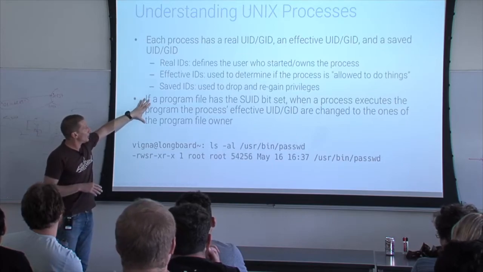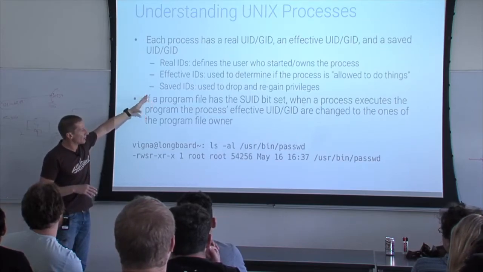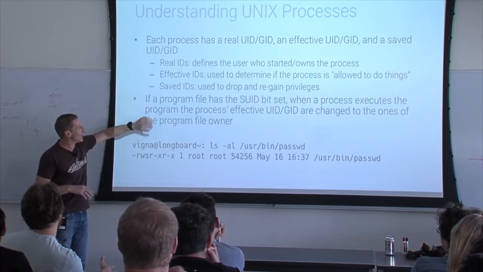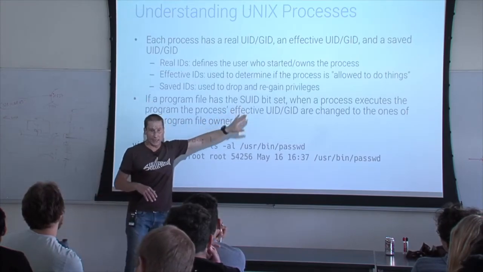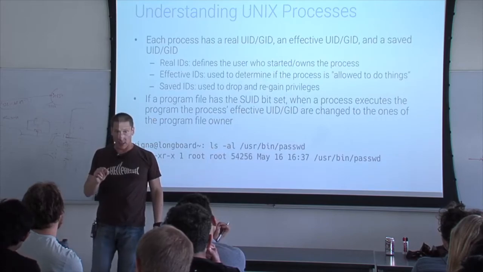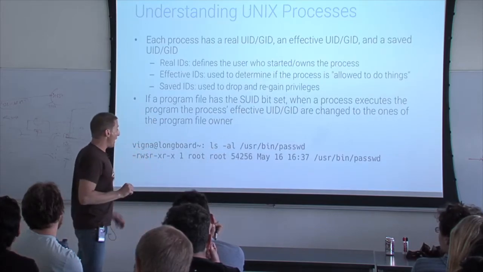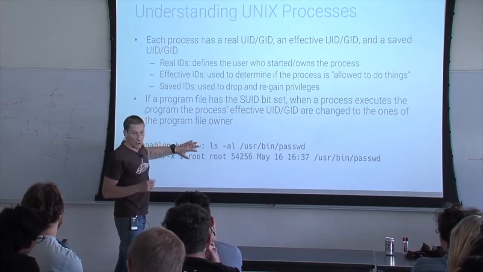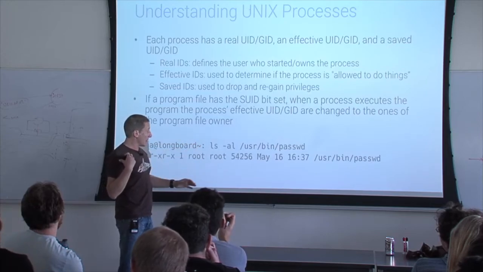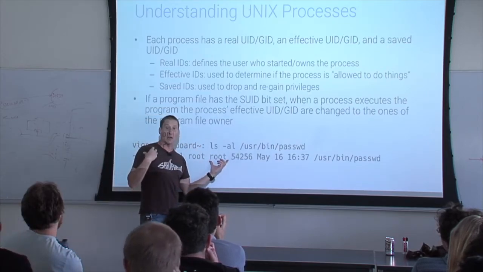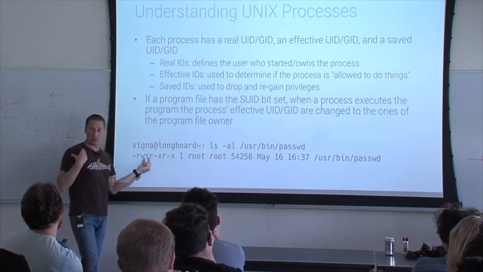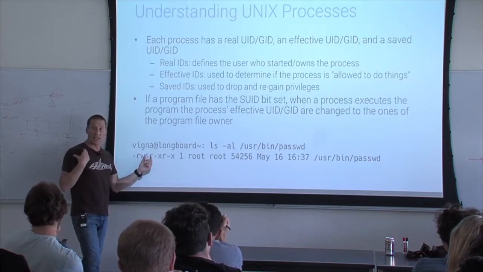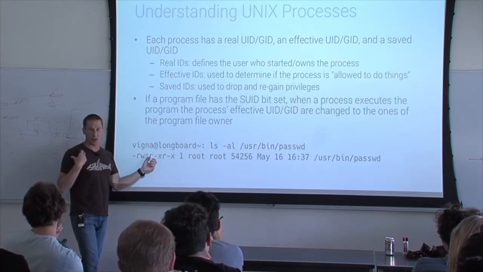So the cool feature, or the important feature, is that a program that has this set UID bit set to 1 means that when you execute this program, you will keep your real UID, but you will get the effective UID of the owner. Okay? So you see this little S here means that this binary is set UID. This is how you escalate your privileges in Unix.